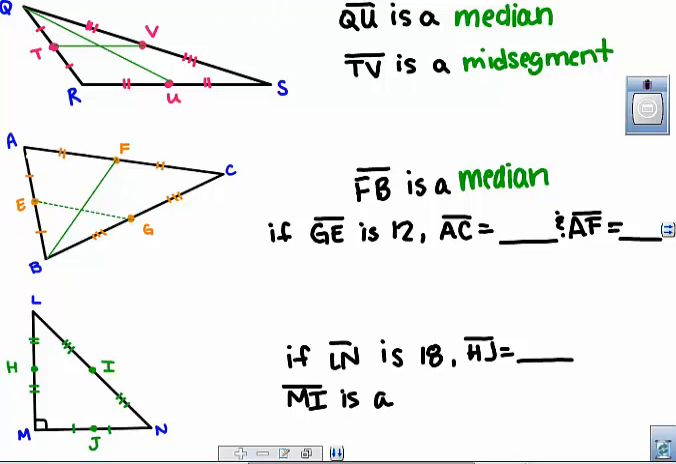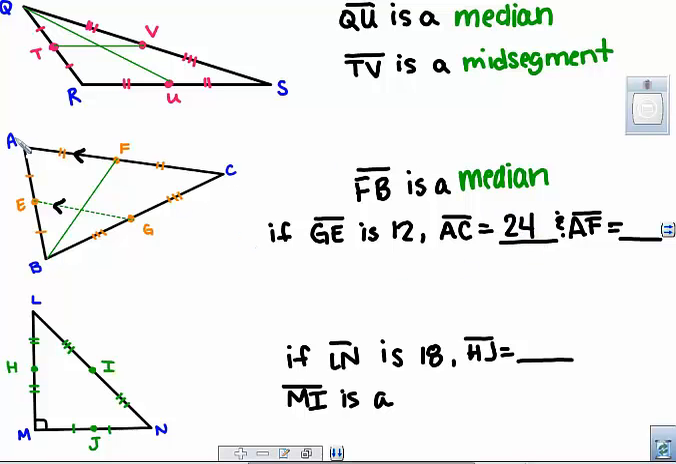You need to remember that that is going to be parallel to the third side, so those two are parallel. If G to E is 12, how long is A to C? Remember, this mid-segment is half the length of the opposite side, the one that it's parallel to. So 12 is half of what? You would say 24.